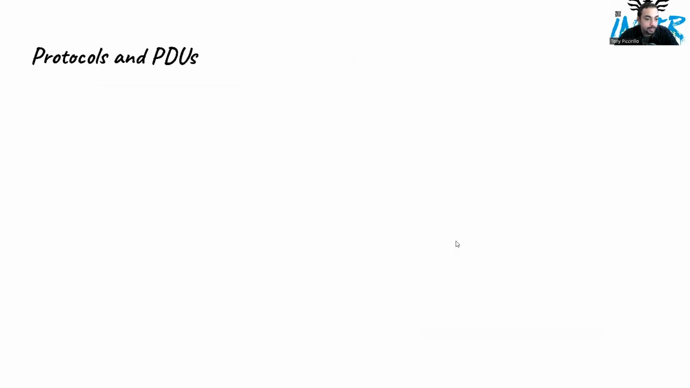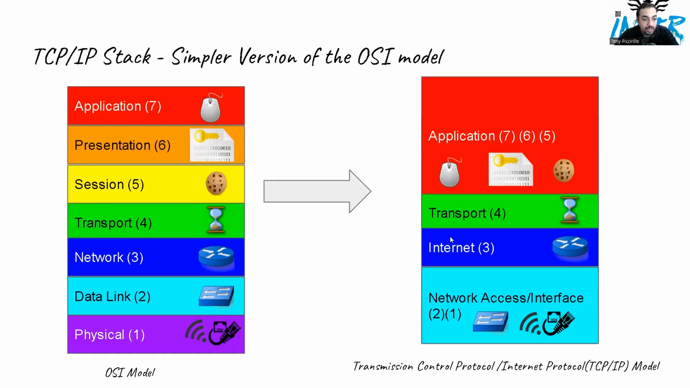So just going back. This is the Transmission Control Protocol/Internet Protocol model, or TCP/IP model for short. It's a simpler way of organizing and understanding how communication works from computers to the internet and back.